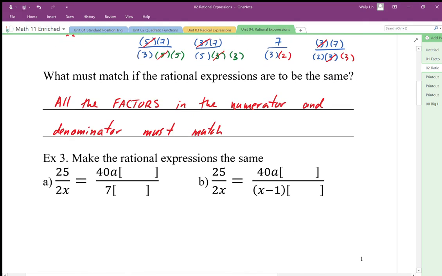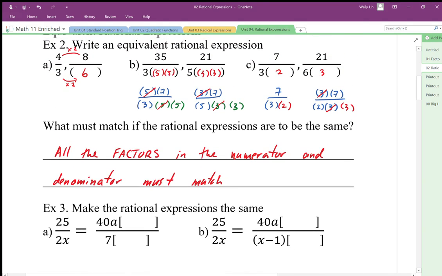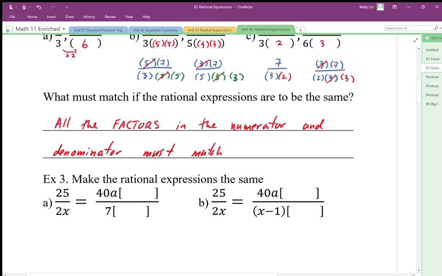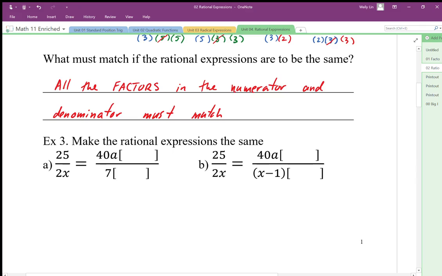So those are numerical equivalent ratios or equivalent rational expressions. We need to now start dealing with these algebraically. But the same thing is involved here in that we just need to make sure that all the factors match. So I'm going to make sure I know what the factors look like here.